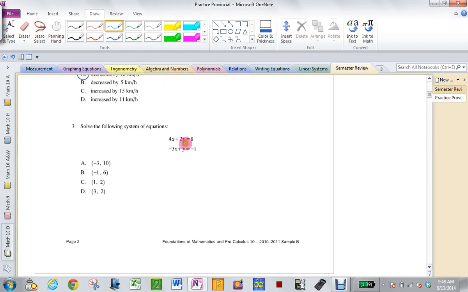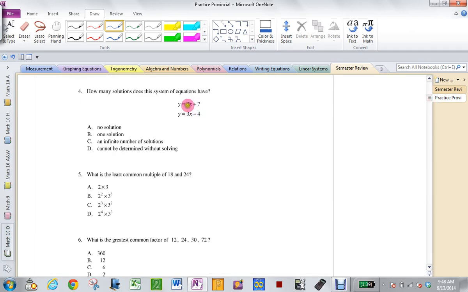Number 3, solve that system. You know me, I'm going to use elimination, so I'm going to multiply that by negative 2 and get 6x minus 2y equals 2. Then I'm going to add them, 10x equals 10, x equals 1. I look over here, I see there's only 1 with x equals 1, so I don't even need to finish it.